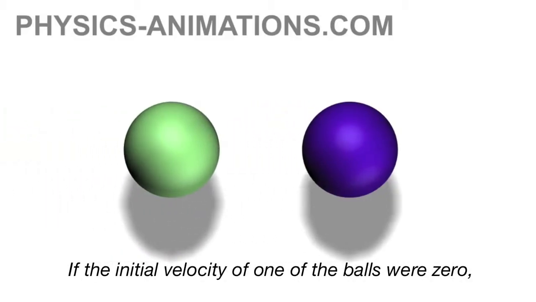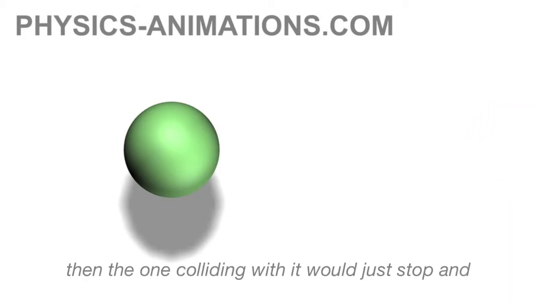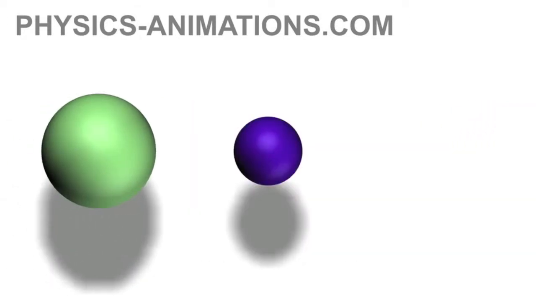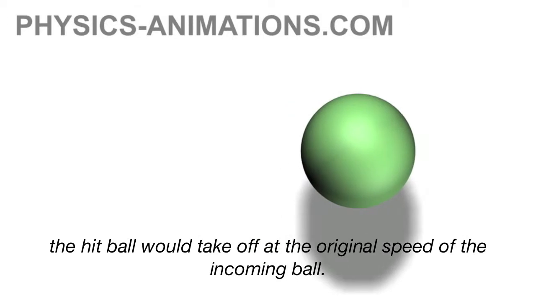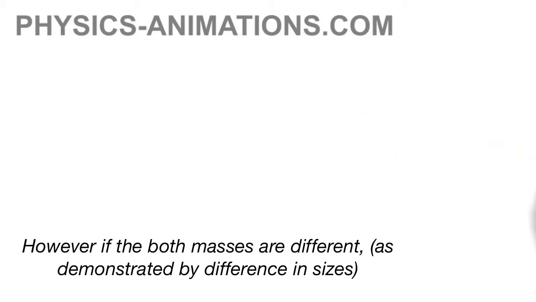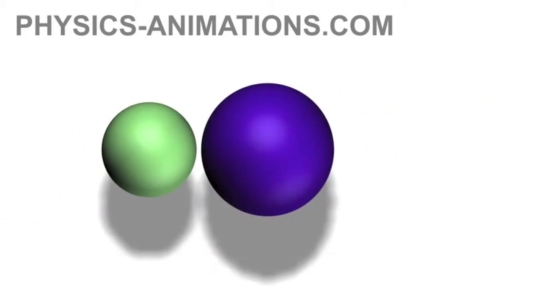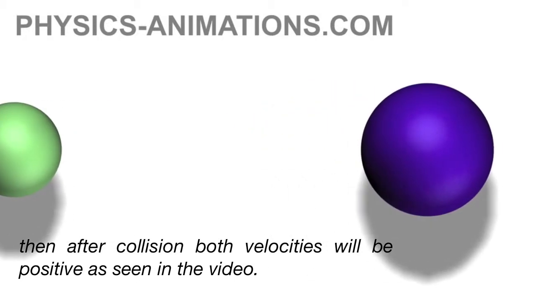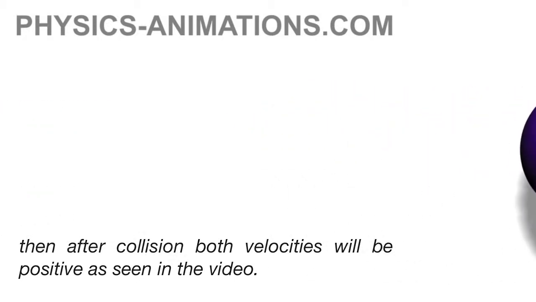If the initial velocity of one of the balls was 0, then the one colliding with it would just stop, and the hit ball will take off at the original speed of the incoming ball. However, if both masses are different, then after collision, both velocities will be positive, as seen in the video.